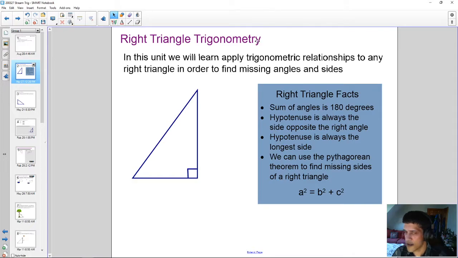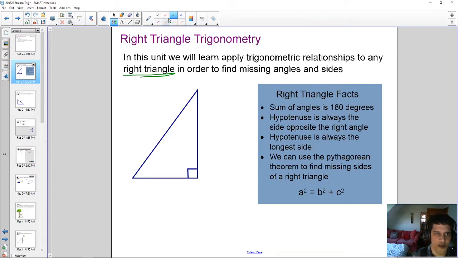Okay. We can use trigonometry to understand the relationships between angles and sides of right triangles, okay? It's really important that we remember that we can only apply this understanding to right triangles, okay? Just right triangles is what we're talking about, okay? So let's take a little bit of review of what we know about right triangles already that we've learned in previous classes, okay? So the sum of angles in any triangle is going to be 180 degrees, okay? The hypotenuse is the name that we call the side that's opposite of our right angle, okay?